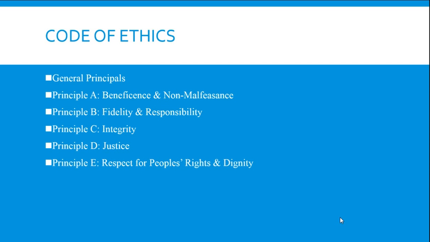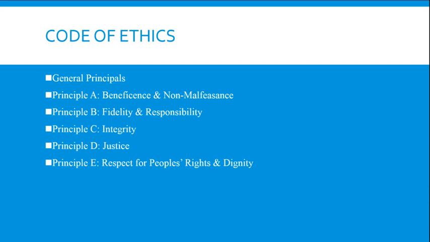Principle B is about fidelity and responsibility, and psychologists develop relationships of trust with people that they work with, and so they need to be aware of the professional and scientific responsibilities to society and the specific community where they work, and they need to uphold professional standards of conduct, etc. Now, by the way, I'm not coming up with this information. It's taken directly from the Code of Standards that you should have printed there. I'm just not reading the whole thing.